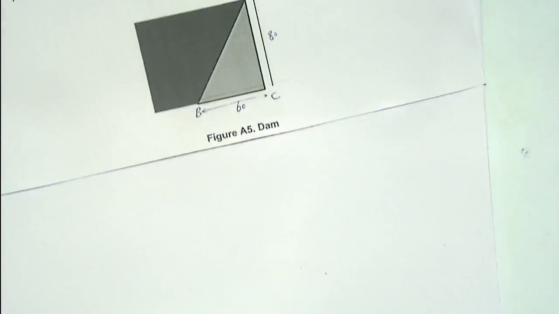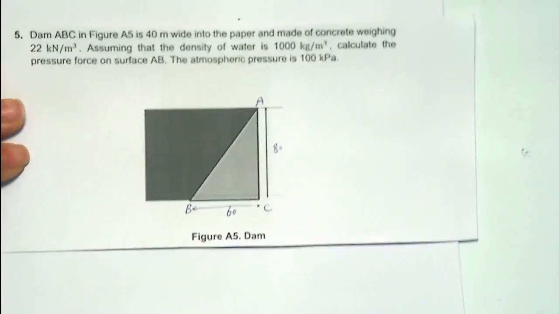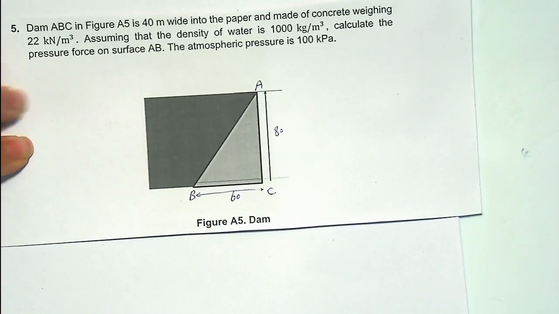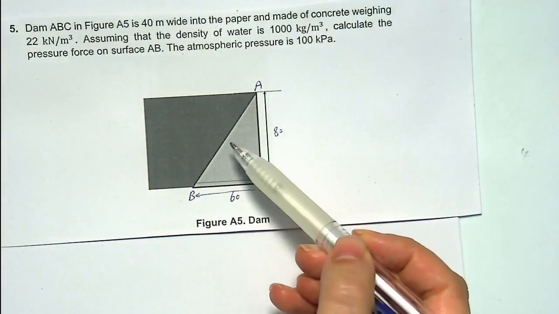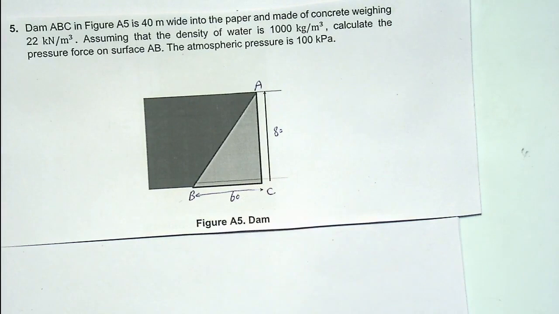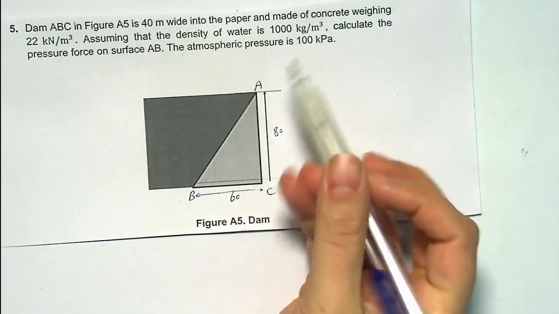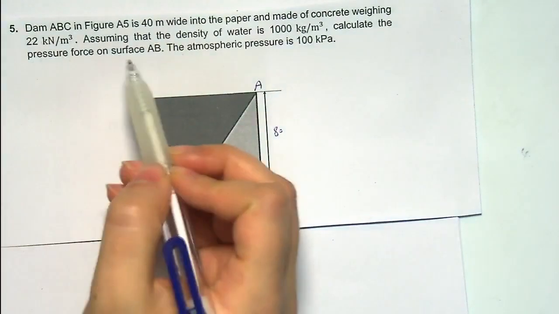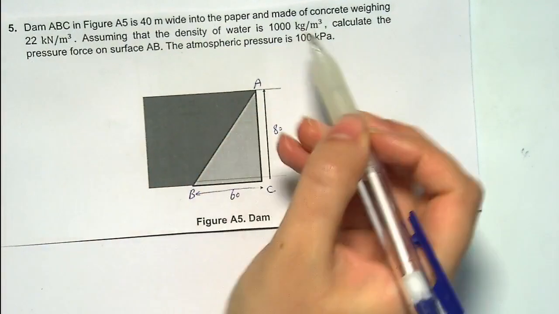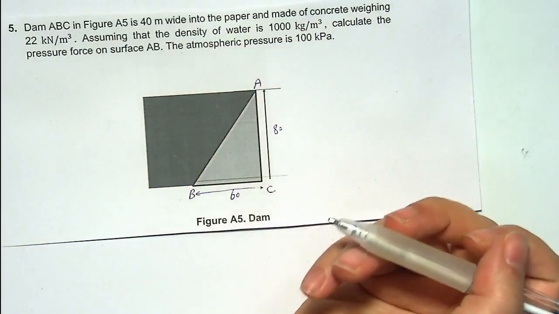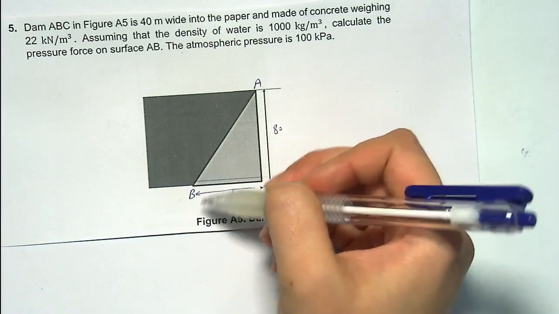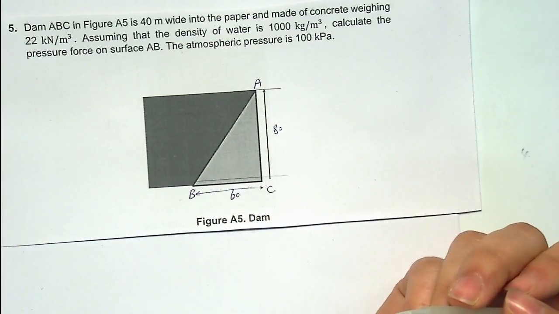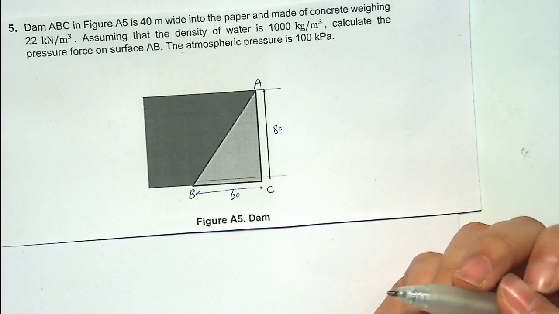Let's go to the next question. Question 5. So we have a dam. The width of the dam is 40 meter into the board, and it's made of concrete. The weight is given to us, assuming that the density of water is 1,000 kilogram per cubic meter. Calculate the pressure force on surface AB, and the atmospheric pressure is 100 kilopascal. Is there any question? Okay, cool.